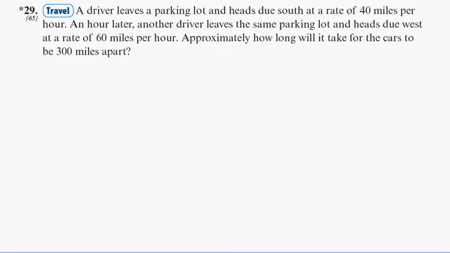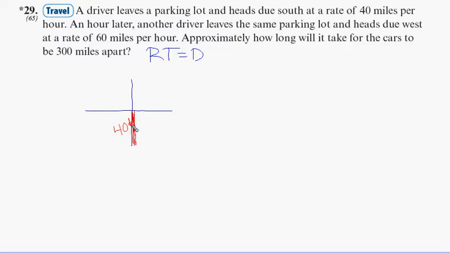Remind you that rate times time is equal to distance. It says that the driver leaves the parking lot and heads due south at a rate of 40 miles per hour. So I'm going to draw the sketch for that on the coordinate plane. He's going south at 40 miles per hour. I will just use maybe a T to represent his time. So 40, because rate times time is equal to distance. So this is how far he goes, 40 times T.